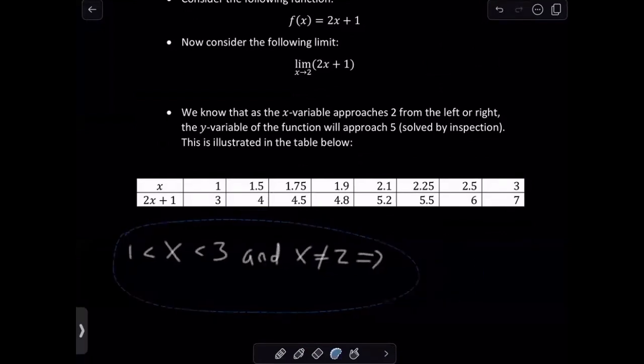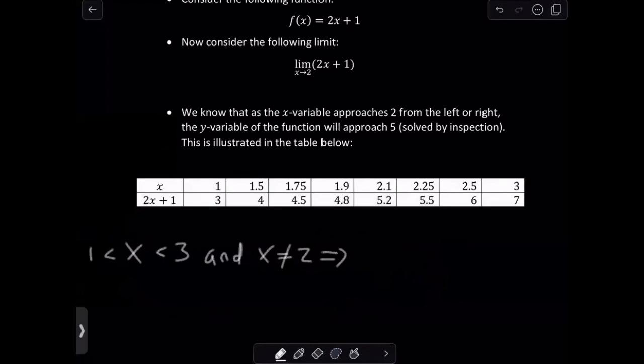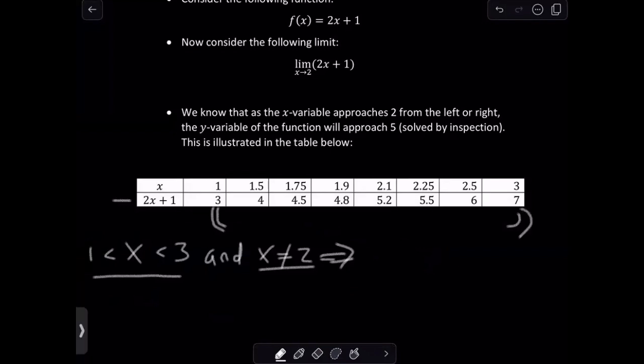Let's make some space. There we go. Okay, so this is going to imply something. What does that mean for the y value? The y value is between 3 and 7. Here's your y value in the second row. So if I choose any x value between 1 and 3, and I'm not choosing 2 exactly, what's the y value of the function going to be? It's going to be trapped between 3 and 7.